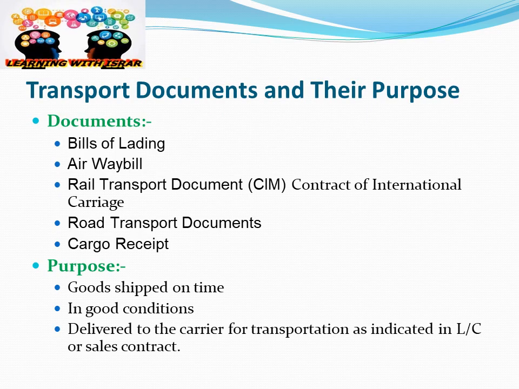In transport documents, we have bill of lading, airway bill, railroad transport document, which is called CIM, which is contract of international carriage. Then road transport documents and cargo receipts. What is the purpose of these documents?